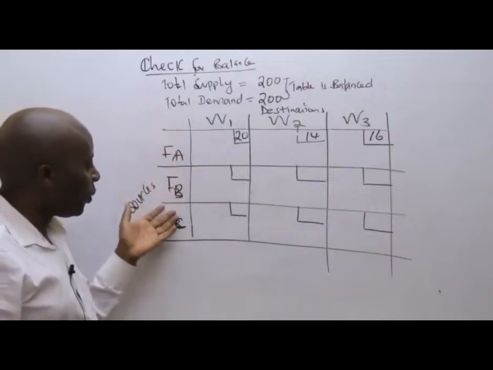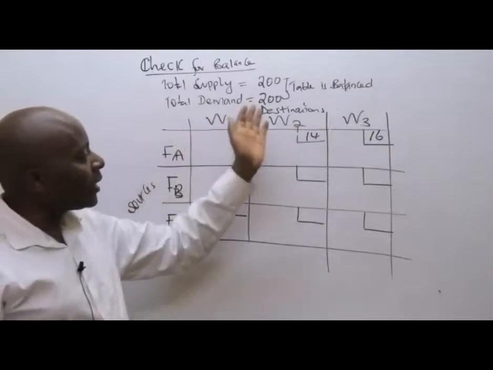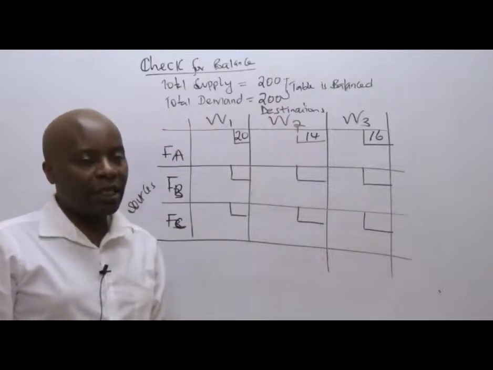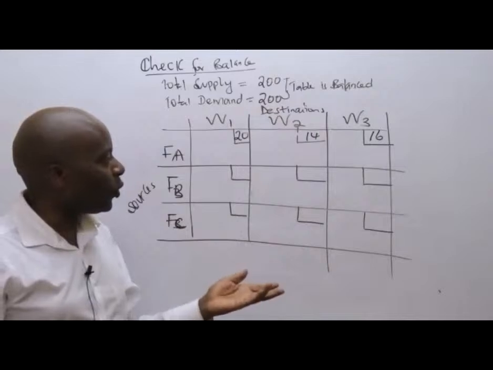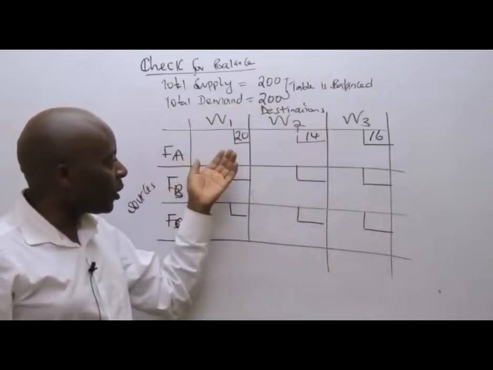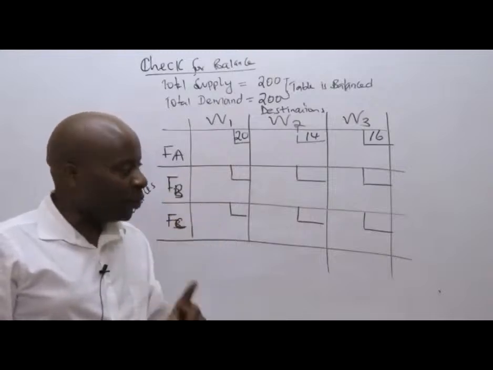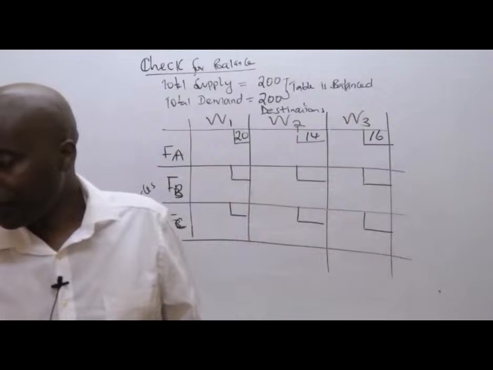Transportation cost, it's not lost on us that always here we must have sources, of which we have our three factories, factory A, B, and C. And then on this other axis, where are we taking these goods to? We are taking them to our destinations. So our destinations here are warehouse 1, warehouse 2, and warehouse 3. And these small cells will be carrying the transportation cost per unit, which have been given on this table here.